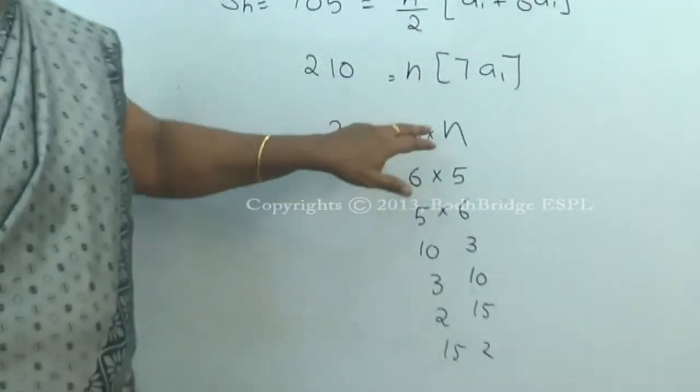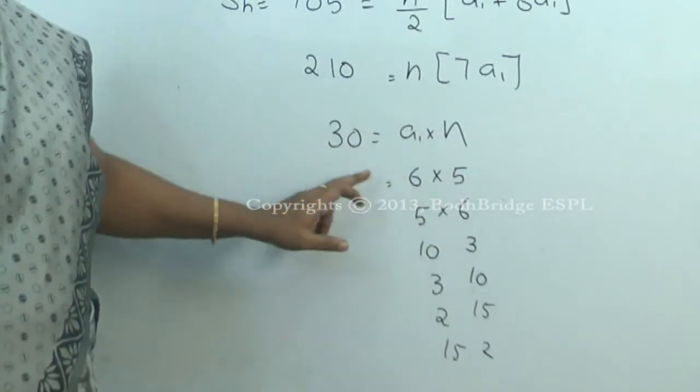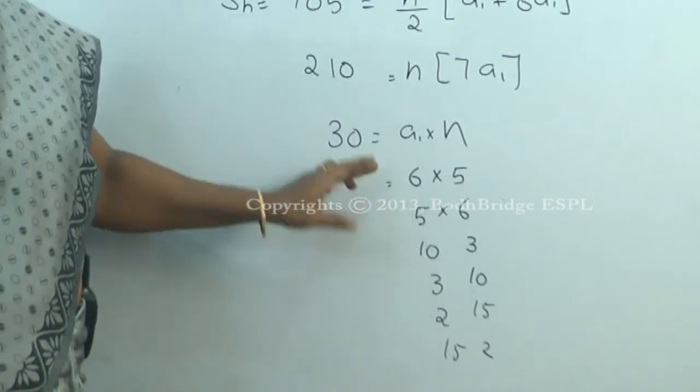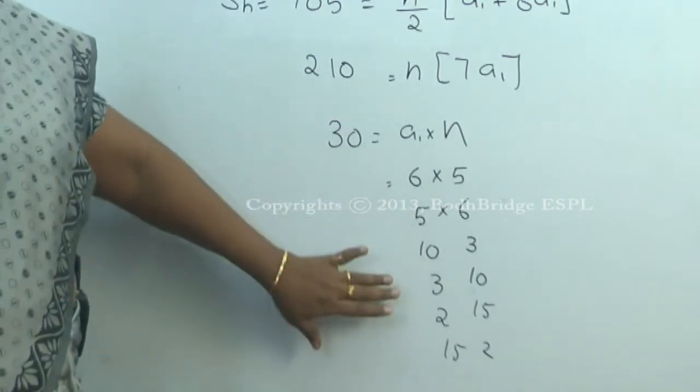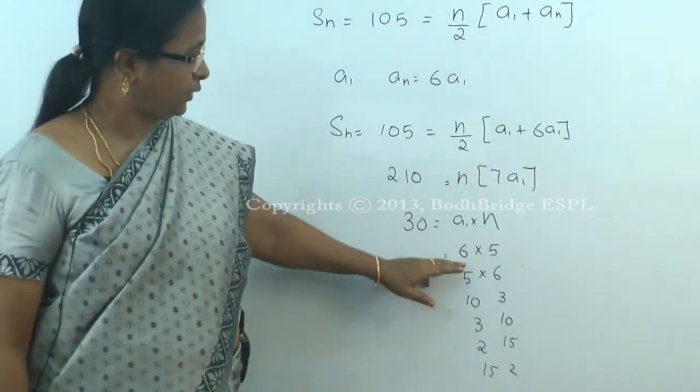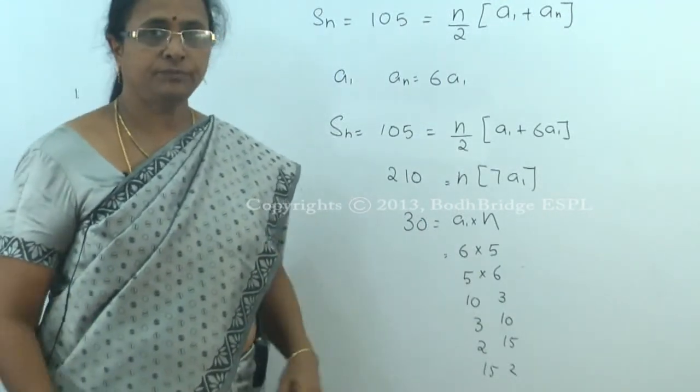So you are seeing that a1 into n is 30. Therefore, you can take the factors of 30 and arrive at many values. Based on the answer choices given, you can select any one of these. Usually the problem is with the answer choices, so you can just take whichever is available there.